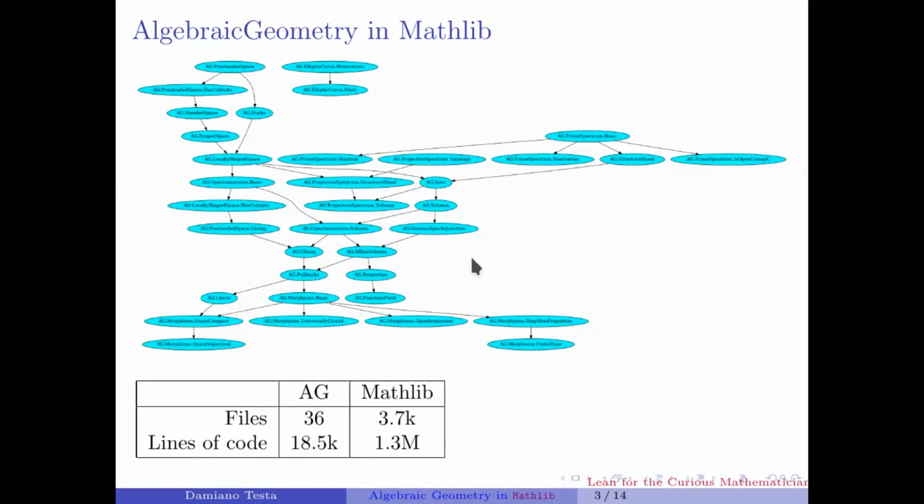And then there's some numerology about how many files there are in the algebraic geometry folder, how many files there are in mathlib, how many lines of code. It roughly seems correct, about 100 times, sorry.